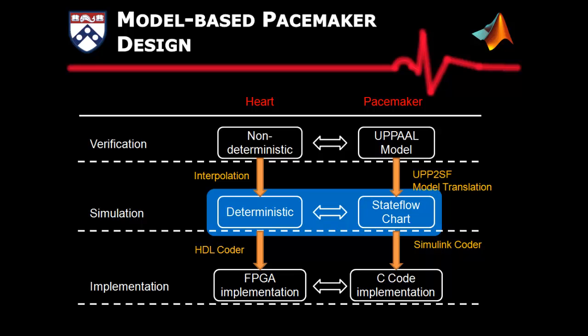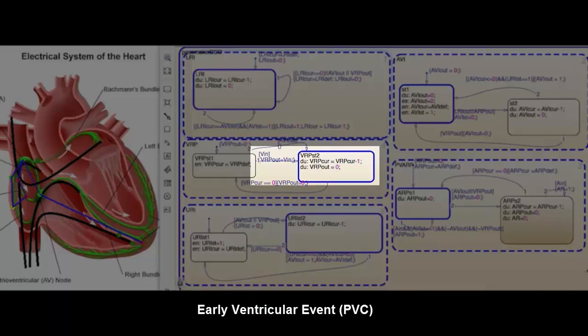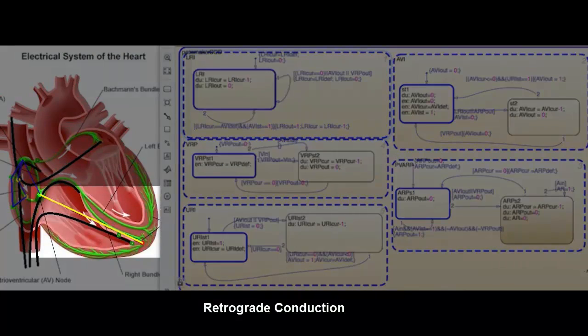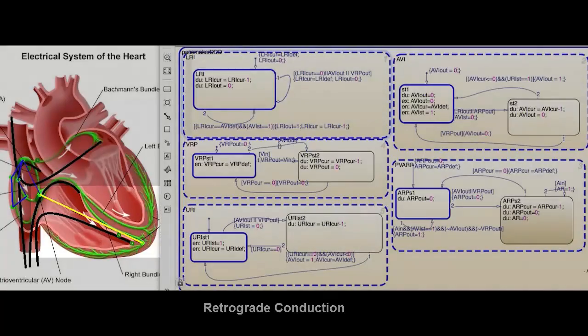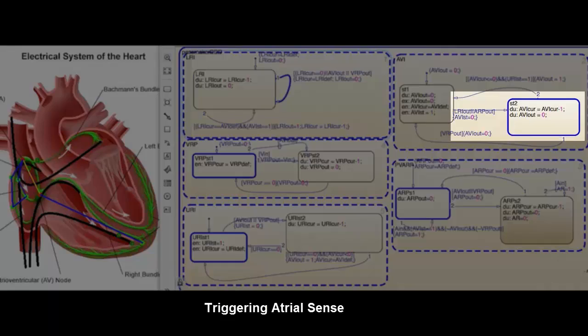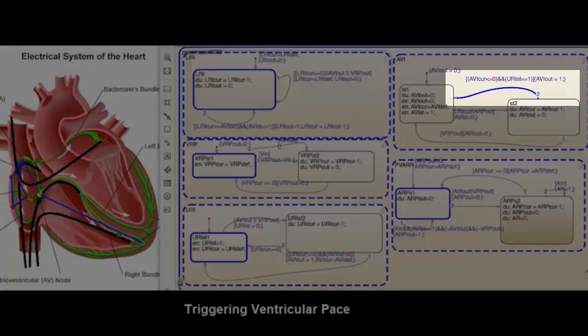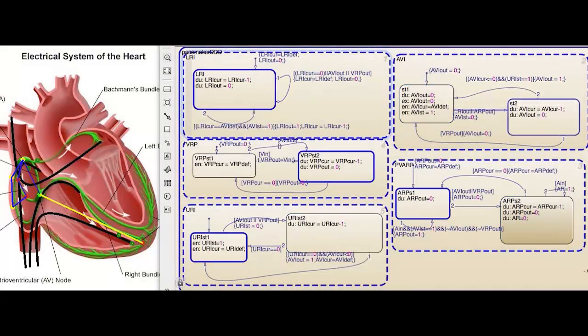Now we demonstrate the ELT behavior using our simulation. The left-hand side shows the MATLAB GUI and the right-hand side shows the simulated pacemaker model. As we can see, a PVC triggers the retrograde conduction, which triggers an atrial sense in the pacemaker. After the programmed AV delay, a ventricular pace is triggered, triggering another atrial sense, and the ELT is initiated.